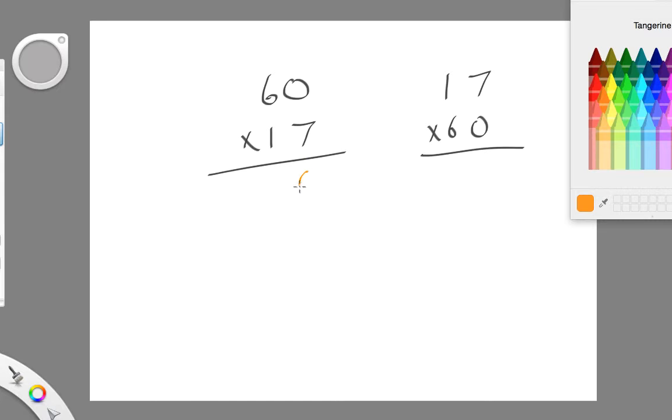7 times 0 is 0. 7 times 6 is 42. Now coming down to this 10, I have to remember to start with my 0. 1 times 0 is 0, and 1 times 6 is 6. And then I add 0 plus 0, 2 plus 0, 4 plus 6 is 10. All right, come over here and try this one.